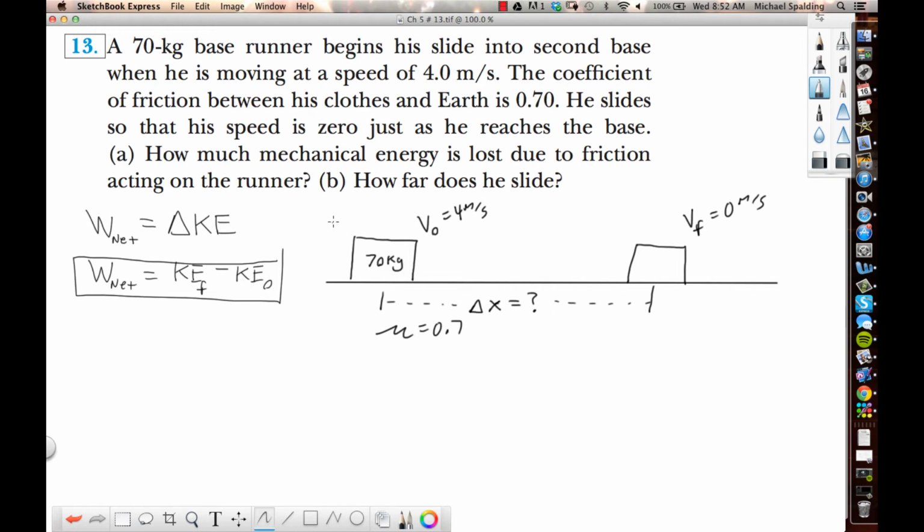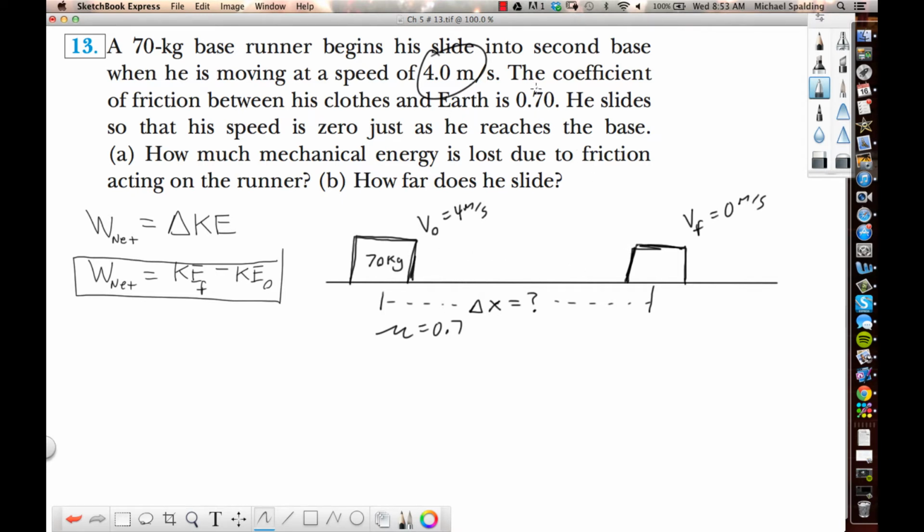All right, number 13. We have a 70-kilogram base runner. He's a baseball player. I can't draw a baseball player to save my life, so it's a box. The mass is 70 kilograms. So here's the base runner. The base runner starts his slide with an initial velocity of 4 meters per second. That's a given. Slide, slide, slide.